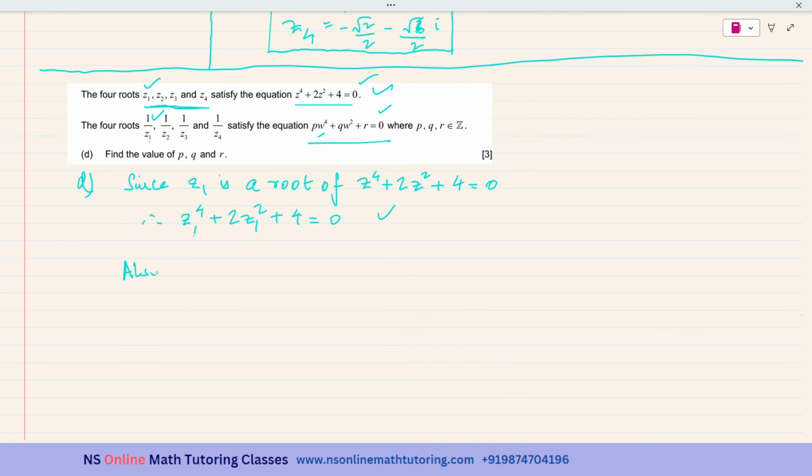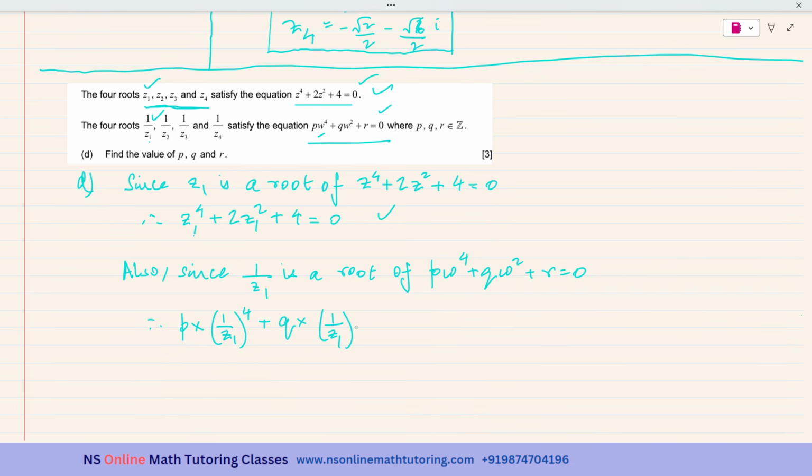Also, since 1 over z1 is a root of pw to the power of 4 plus qw square plus r equal to 0, therefore p times 1 over z1 to the power of 4 plus q times 1 over z1 to the power of 2 plus r equal to 0.